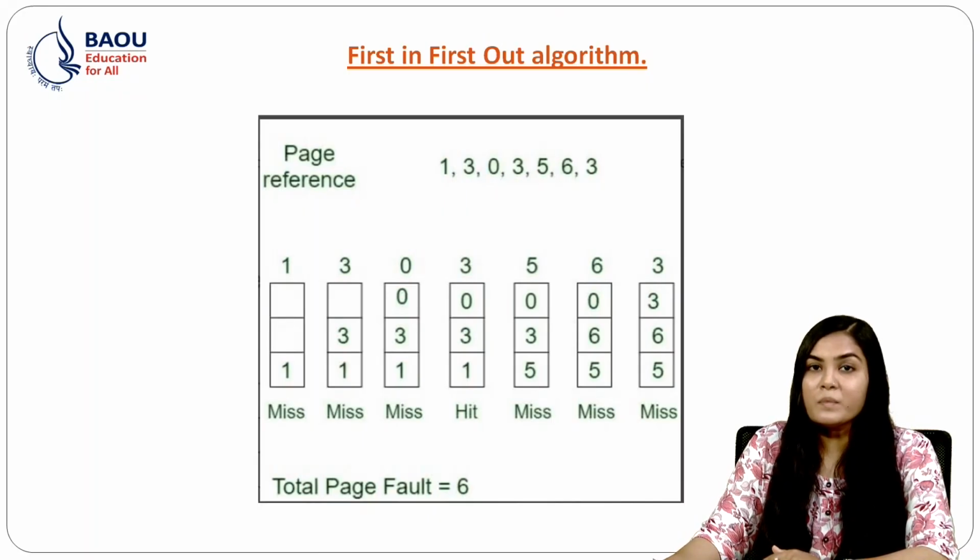Then 5 comes and it is not available in memory, so it replaces the oldest page slot, which will be 1, and 1 page fault will occur. When 6 comes, it is not available in memory, so what will happen? It replaces the oldest page slot, hence it will be 3, and 1 page fault will occur. Finally, when 3 comes, it is not available in the frame, so it will replace 0 and 1 page fault will occur.